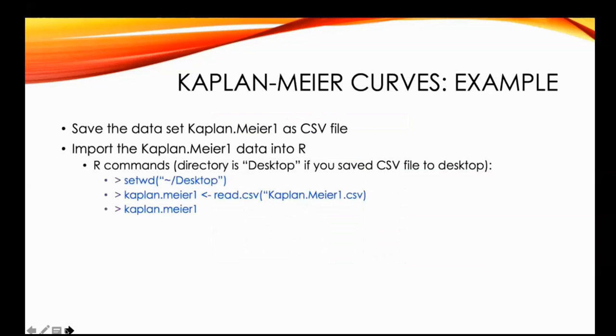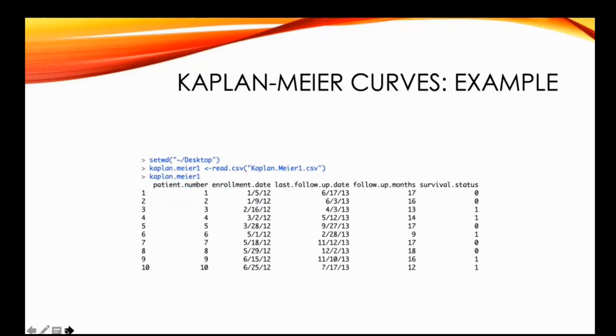So to start, you're going to save the data as a CSV file, and then you're going to change the working directory in R and save the CSV file, and you can name it Kaplan-Meier 1. And these are the commands, and this is how it works. And you can see that R pulls up the exact data set that we had just done the calculations on.